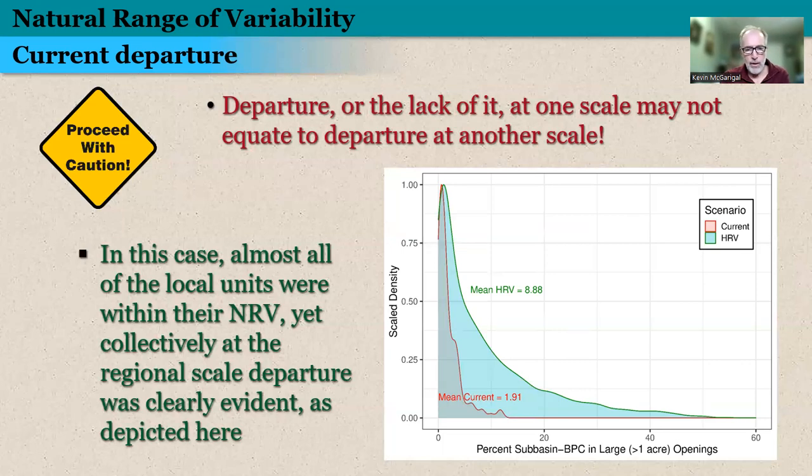So even though most of the local units were within their NRV, it's very clear and very apparent that there's substantial departure here at the regional scale. And specifically here, we could say there's roughly an 8% deficit in the current landscape in the percent of these units that are in large greater than 1 acre openings. So the important point here is that one always has to be very aware of the scale dependencies of NRV and be careful about interpreting a departure at one scale doesn't always mean that there's the same degree of departure or lack of it at another scale.